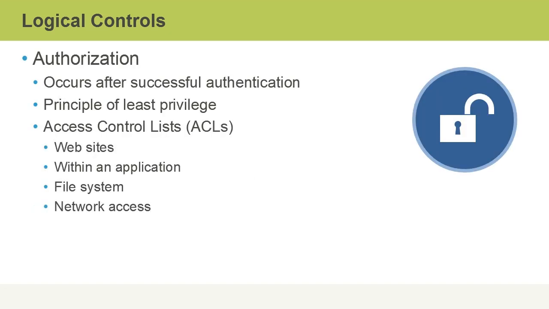Authorization occurs after successful authentication. We should be following the principle of least privilege so that we only assign permissions that are absolutely required and nothing more. This is often done through access control lists, or ACLs, at various levels. So we could have an ACL controlling access to various portions of a website or within an application. ACLs can control degrees of access to the file system on a server or access to a network itself through network ACLs, which are often called network packet filtering rules.